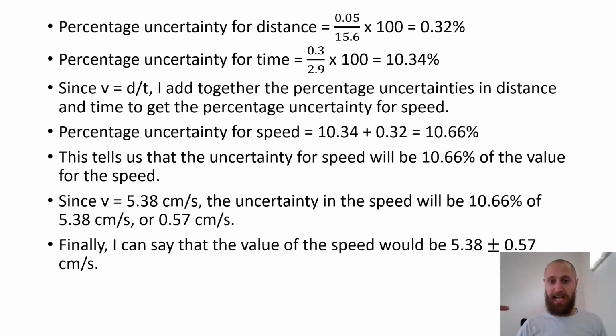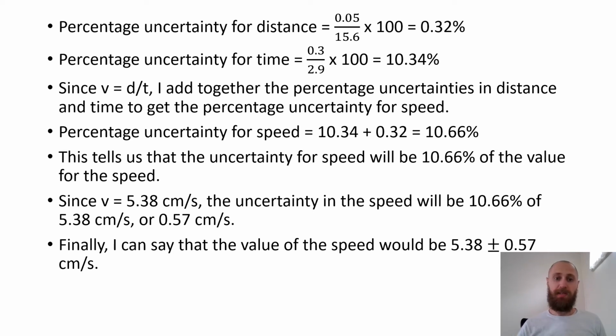So I'm going to add together my 10.34 and my 0.32. That gets me 10.66%, and that's going to be the percentage uncertainty for the speed. So just to repeat, I got that by just adding together the two percentage uncertainties. Since speed depends on distance and on time, even though the equation is speed is distance divided by time, I'm still adding them together. That's just the process that we use.